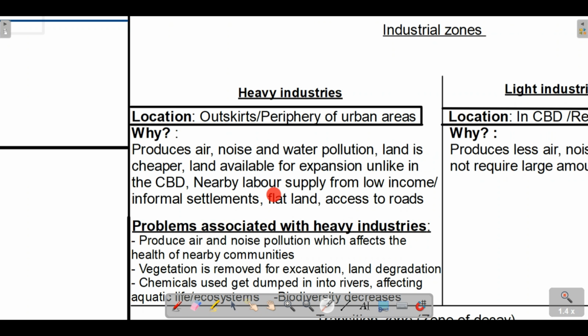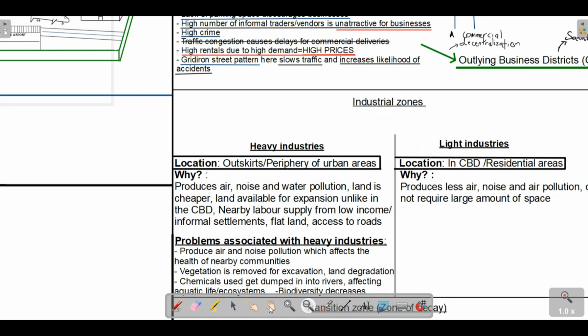So you have the nearby labor supply from low income and informal settlements. So it's good for heavy industrial zones because they can have workers that live close by, and so that's good for them. They also prefer flat land because there's a lot of processing occurring there. You cannot be on a hill, and they definitely prefer to be close to roads because they are constantly transporting goods.